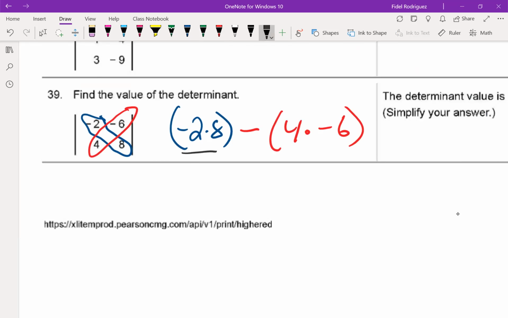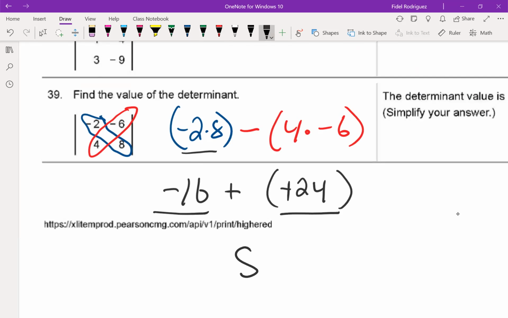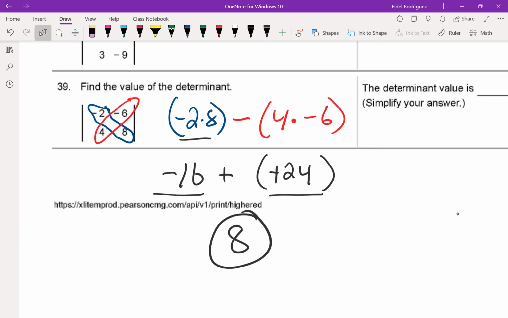So -2 times 8 is -16, minus 4 times 6 is actually -24. But remember, minus and minus make it plus. So if I owed you $16 and I had $24 and I paid you, we're going to be left with 4. Okay, so our determinant here, guys, is just the number 8.